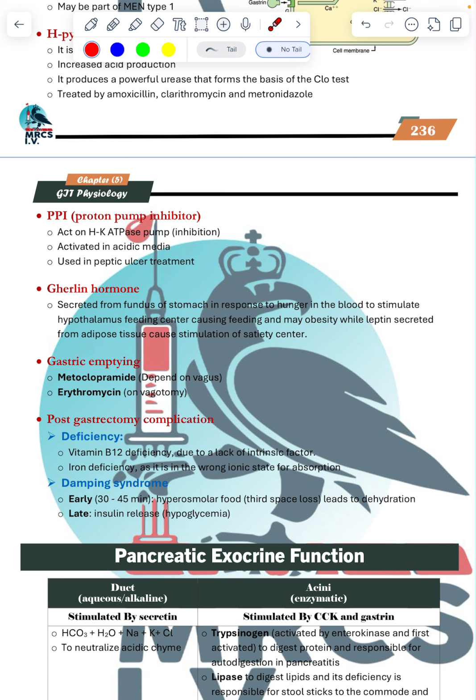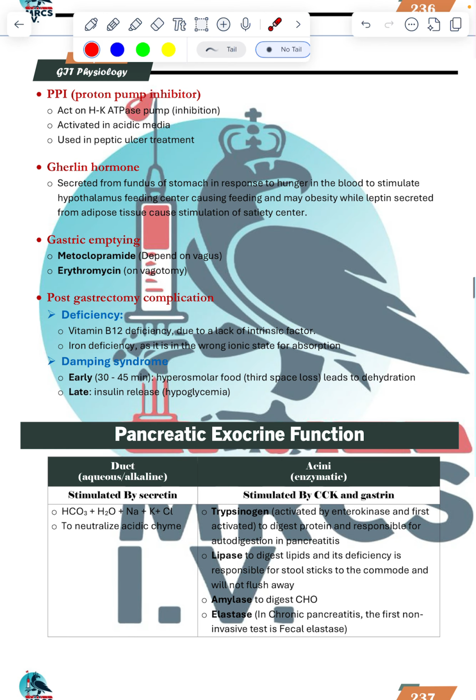For gastric emptying, metoclopramide depends on the vagus. While if vagotomy is already done, erythromycin acts as a prokinetic for the stomach. If gastrectomy is done, you get deficiency of vitamin B12 from lack of intrinsic factor, causing pernicious anemia, and iron deficiency, because it is the wrong ionic state for absorption.